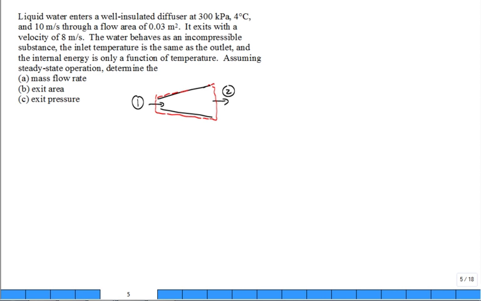Okay. Let's list some of the information given. Pressure 1, 300 kilopascal. Temperature 1, 4 degrees C. And I'm just going to underline it, liquid water. When you see liquid water at 4 degrees C, what goes off in your brain? What are you saying to yourself? It's liquid. It's not two-phase or superheated. It's in a very dense state, right?